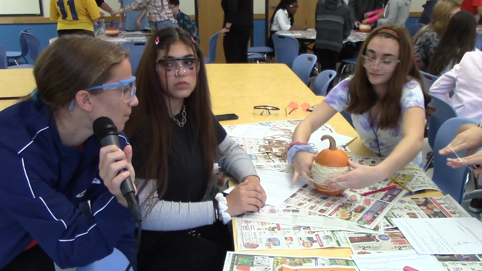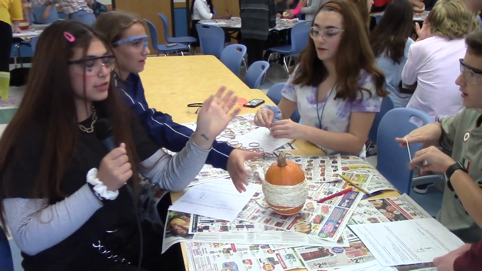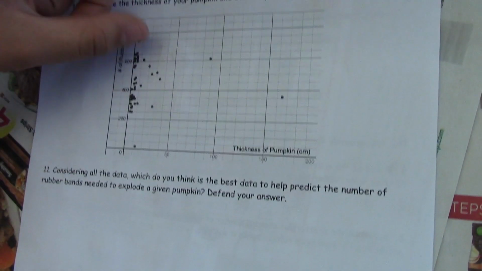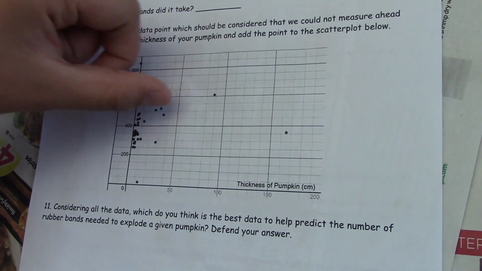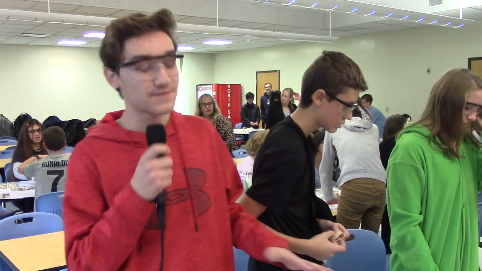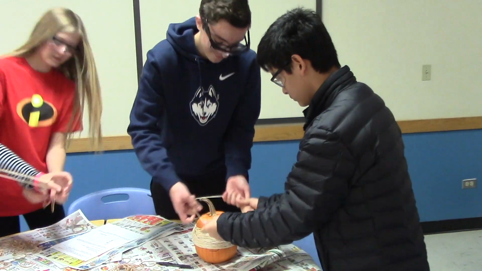We are up to about 150. My prediction was higher because, based on the graph we were shown, the results of other people's explosions took more rubber bands, and their pumpkin was around the same size. We have 200 something and it hasn't exploded yet. 258 and it hasn't gone kablamo yet, but we're trying to make it go.